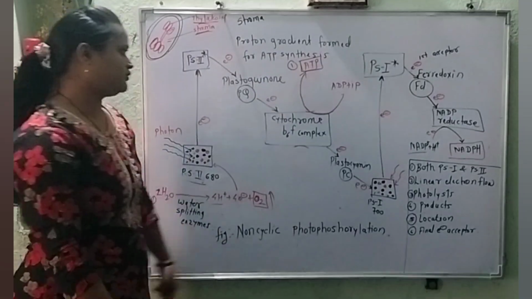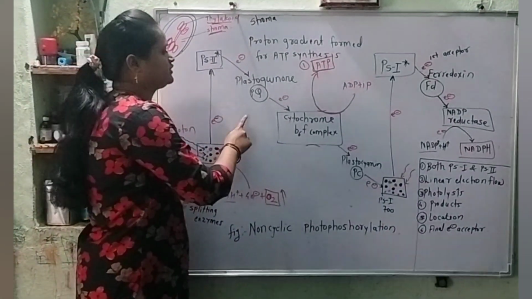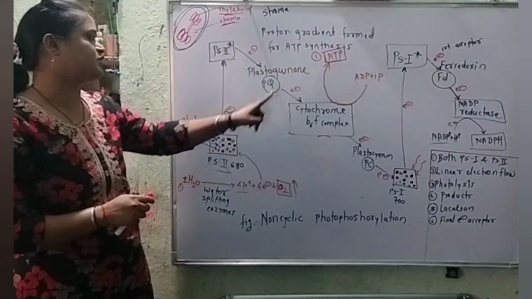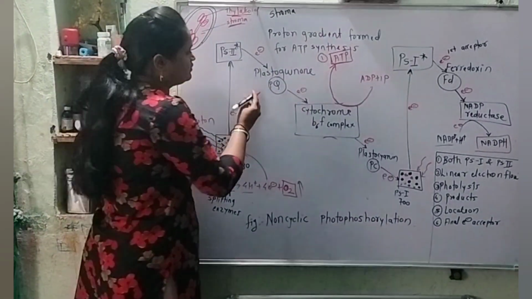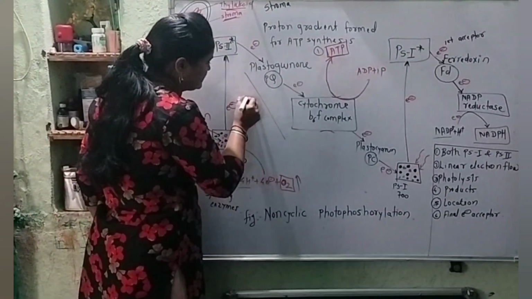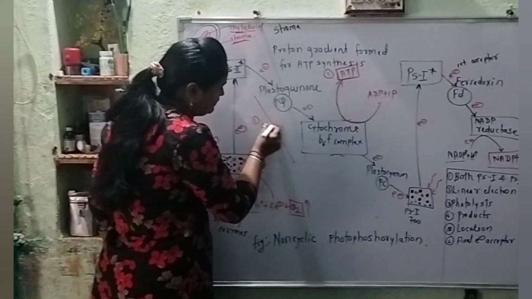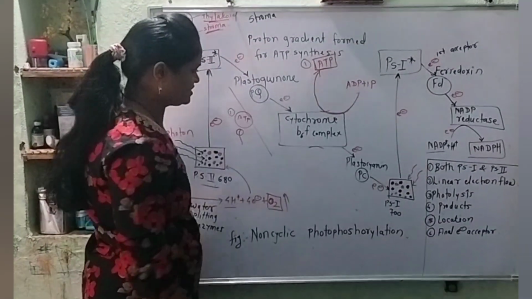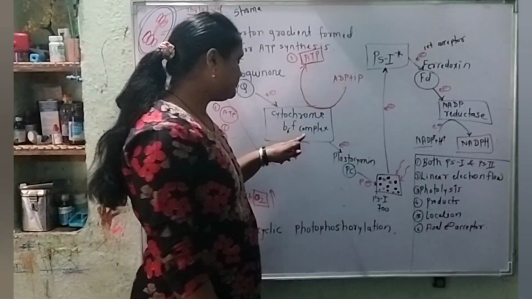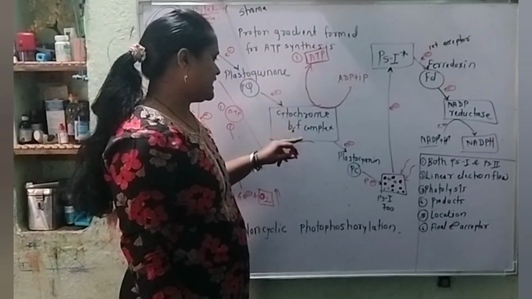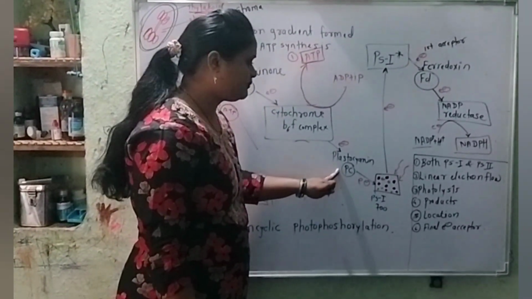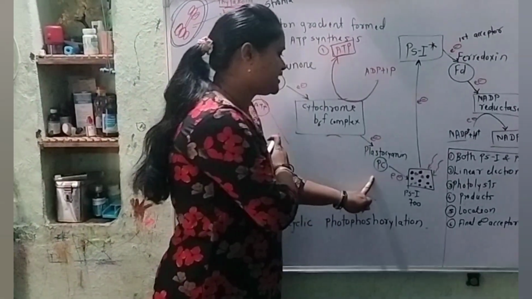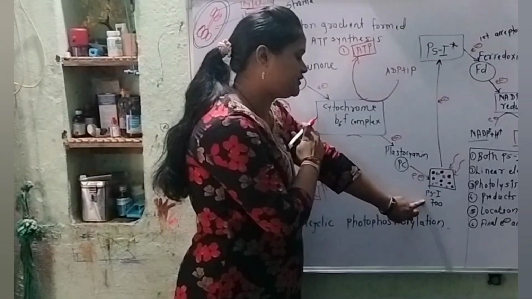The question can come: where is ATP formed? The location of ATP formation is when transferring from plastoquinone to cytochrome, there is a formation of 1 ATP. This is the first event. Then cytochrome B6 gives this electron to plastocyanin, and plastocyanin gives this electron to pigment system first.